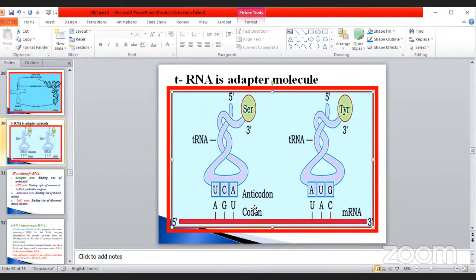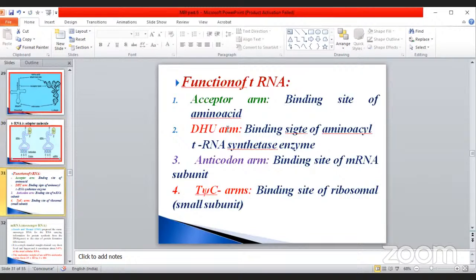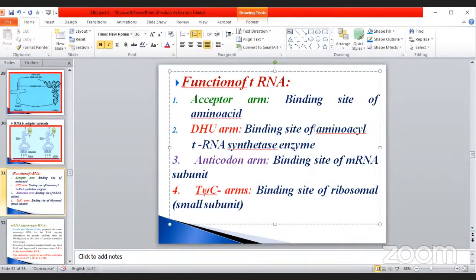After the formation of codon and anticodon, with the help of the hydrogen bond, the tRNA dissociates from the ribosomal RNA and enters into the cytoplasm and carries another molecule. So see that one. The functions of tRNA: the acceptor arm is the binding site of the amino acids. The DHU arm is the binding site of the aminoacyl tRNA synthetase enzyme. Don't forget, my dear, this is very important. The dihydrouridine arm is the binding site of the aminoacyl tRNA synthetase enzymes. The anticodon arm is the binding site of the mRNA, messenger RNA.